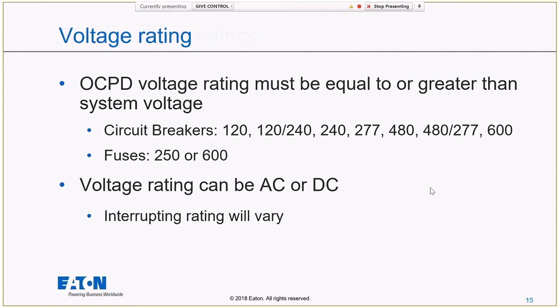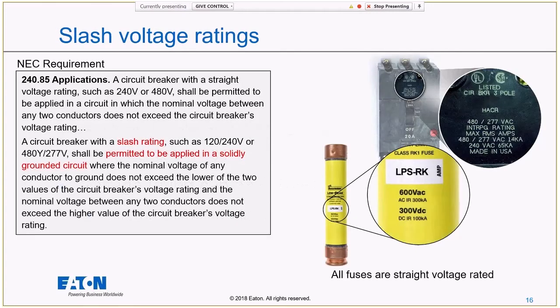Really important note about slash voltage ratings. What a slash voltage rating means when I see it, we're going to take 480/277 as our example here. What it means is that first number, that 480 volts, is the voltage of a three-phase fault that circuit breaker can safely interrupt. So great, I've got 480 volts across three phases. I can safely interrupt a 480 volt fault.